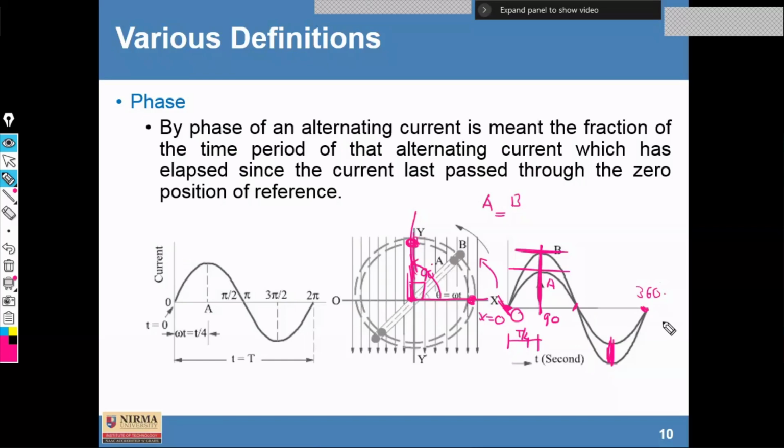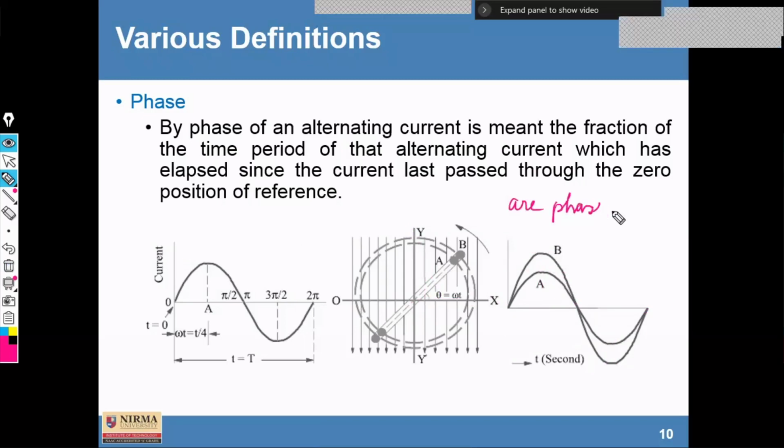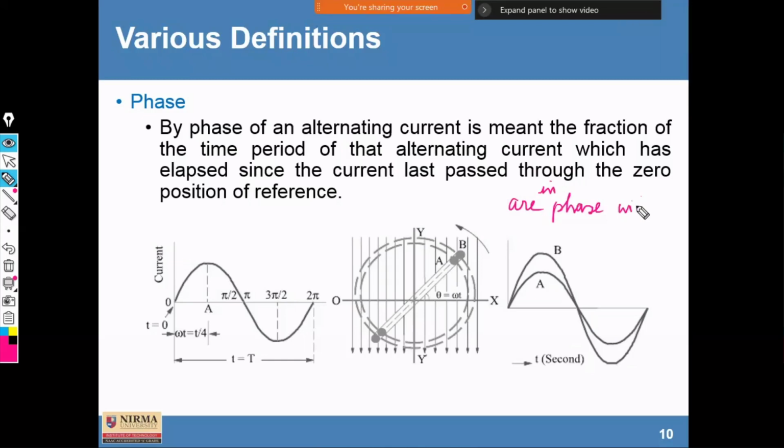So here we can say both the quantities are in phase with each other.